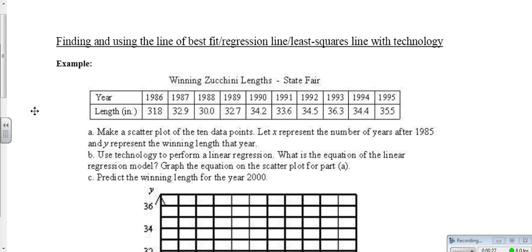Let X represent the number of years after 1985. It's important because that means 1986 is 1 year after, 1987 is 2 years after, and so on. So we would say 3 years, 4 years, and those represent our coordinates. So 1 and 31.8, 2 and 32.9. Again, years after 1985, and Y represents the winning length that year for zucchini. We'll then use technology to perform linear regression, and ask what the equation from that model is. We'll get that, and then we'll graph it approximately.